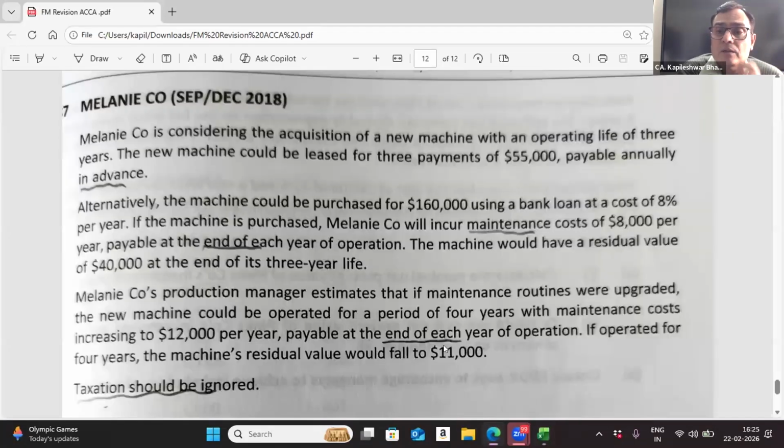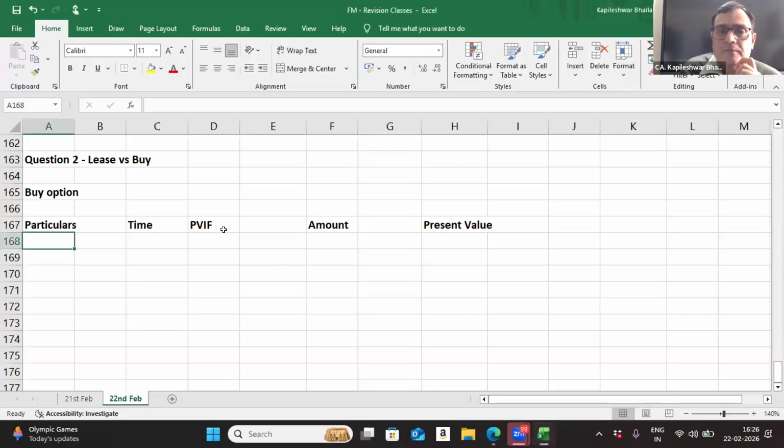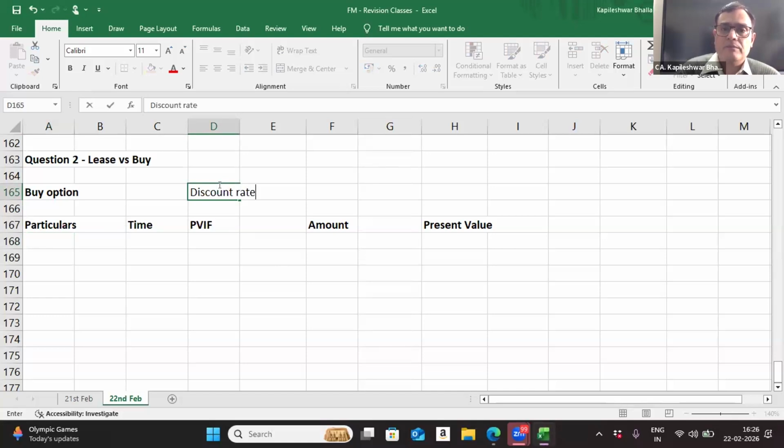So let's begin with the data on the purchase. So it says the machine is going to be purchased at 160, but before that, let's get the discounting factor. Can I directly take it as 8%? I'm not given any tax rate in the question. So since we're ignoring a tax rate, can I say the 8% bank loan interest itself becomes the discounting rate? So I think we'll just make a mention, the discount rate. So the discount rate in this case is supposed to be 8% flat.